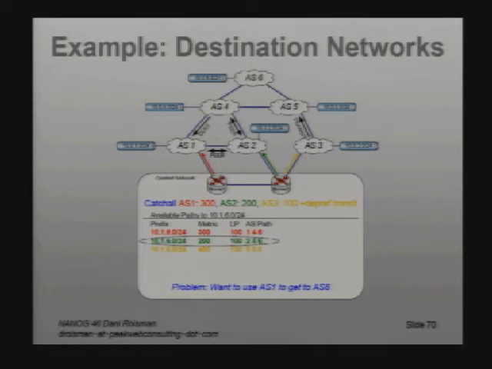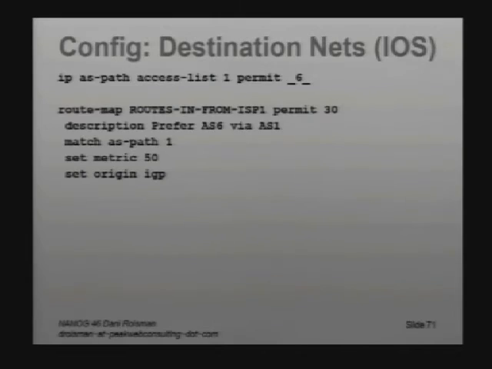But we know specifically we're trying to get to AS6. So what are we going to do? Going to go ahead and in Cisco make an AS access list with a single ASN, AS6, and we're going to say, okay, any routes coming from AS6, go ahead and give it a metric of 50, which is better than the best tiebreaker.